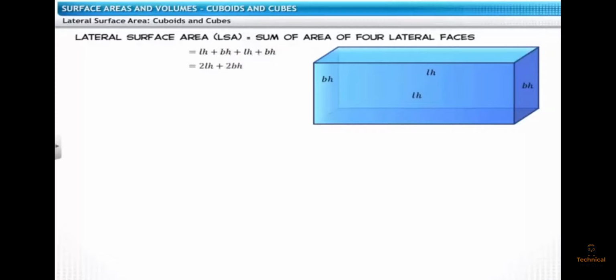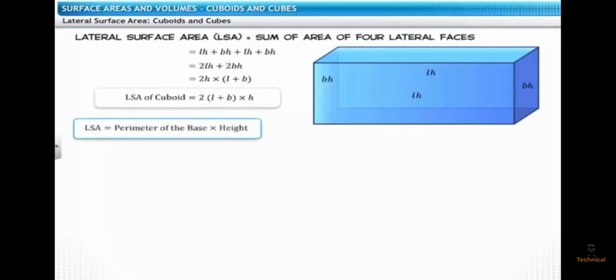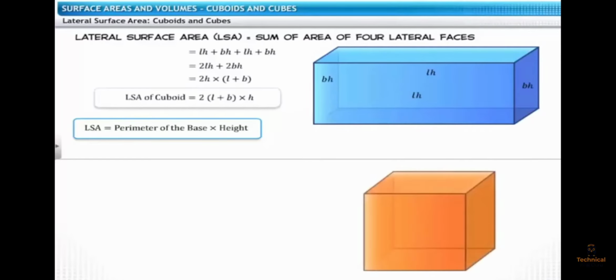On simplifying this expression, we get the formula as 2 times the height multiplied by the sum of the length and breadth. Let's rearrange this formula. Here the expression twice the sum of length and breadth is equal to the perimeter of the bases. Hence, we can also define the lateral surface area as the product of perimeter of the base and height of the cuboid.